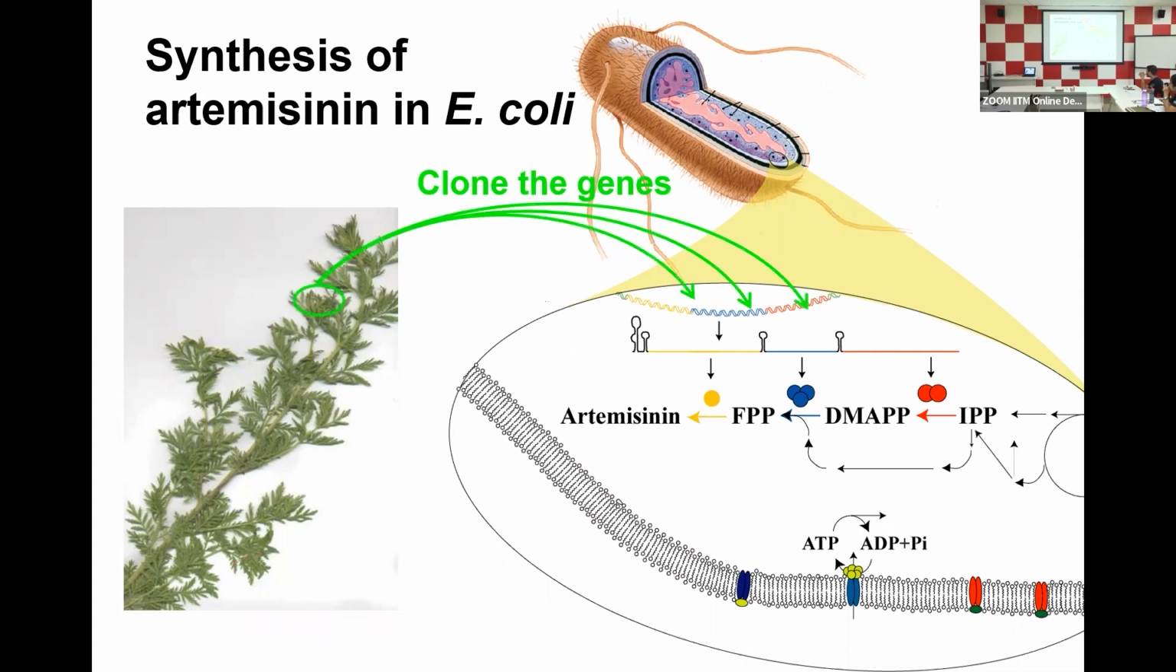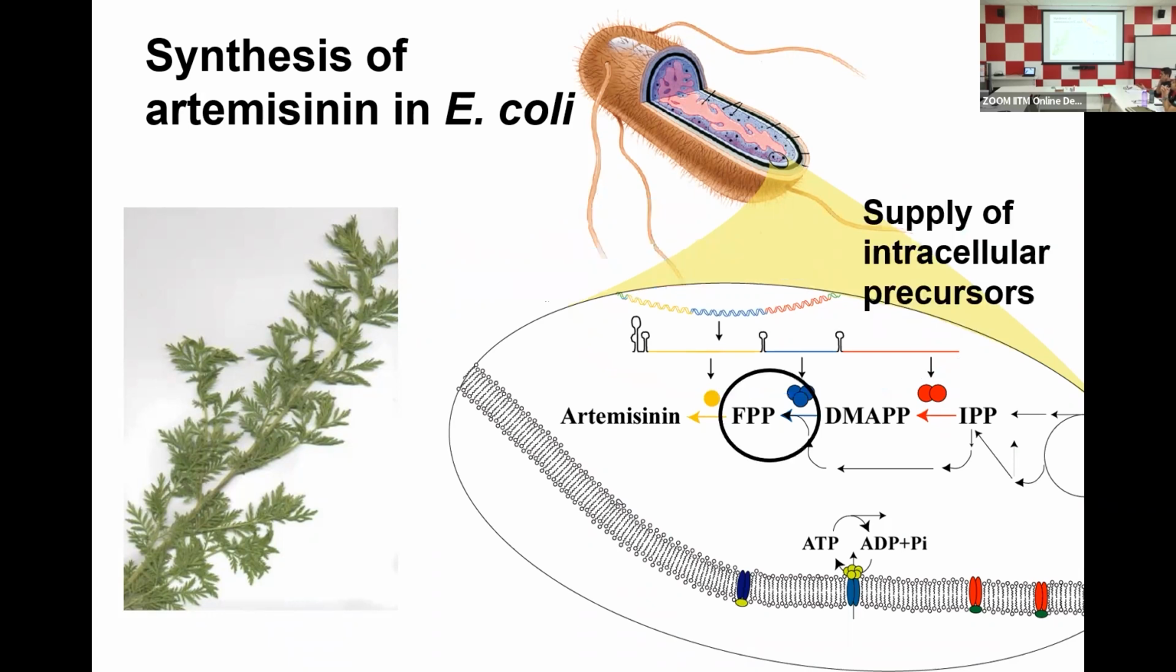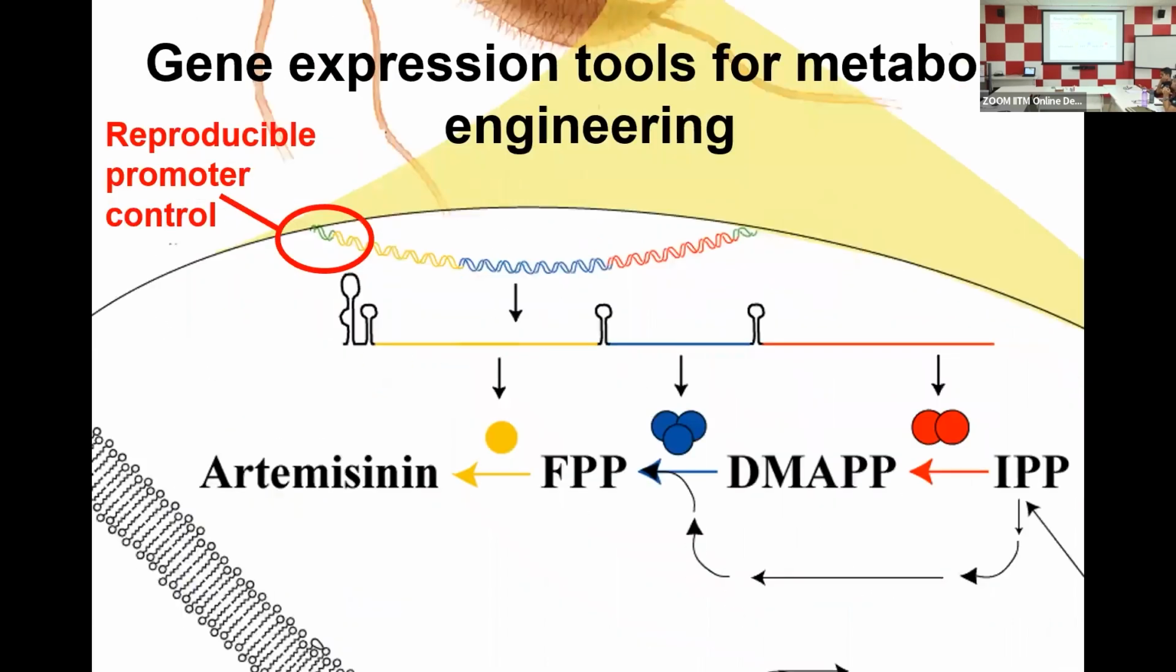Then you have to clone the genes and put them in E. coli, and make sure that they are expressed at the levels that you want. For doing that, you need to control gene expression with many of the tools that we have discussed in previous days, with promoters, with circuits, with terminators, because the signals that bring about expression of the genes in the plant are completely different from the signals that bring about expression in E. coli. Then you have to control the supply of intracellular precursors.